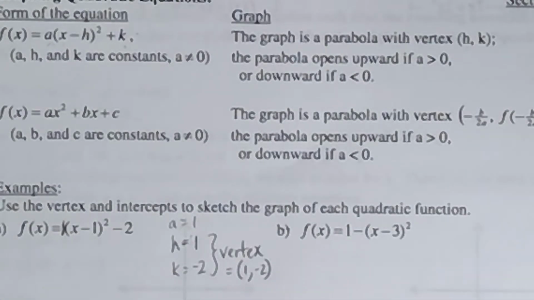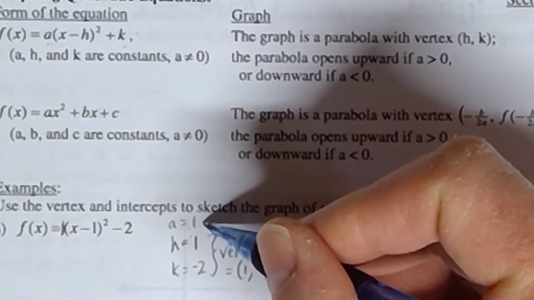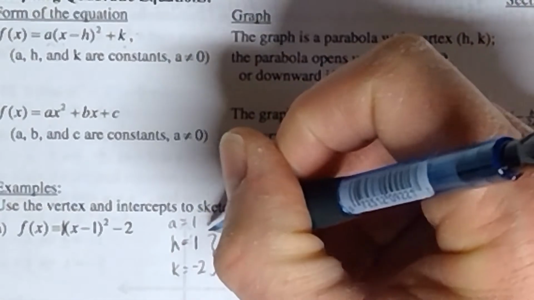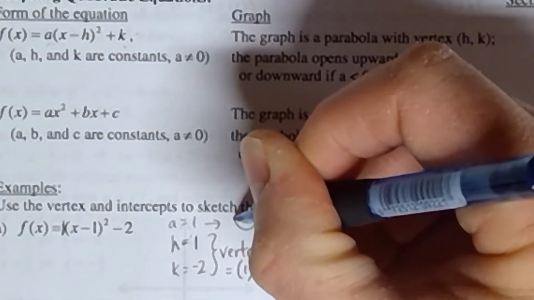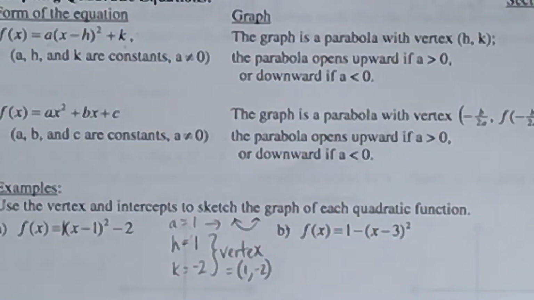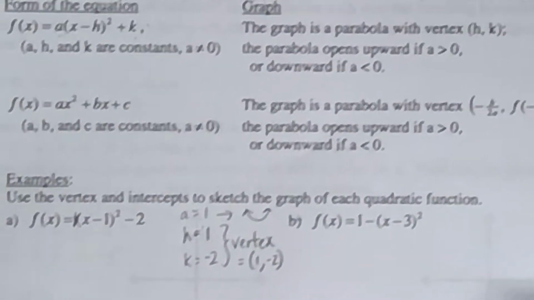Now, what does the A number tell us? The A number tells us, because it's positive, that the graph is going to go up, not down. So that's a good thing to know moving forward.